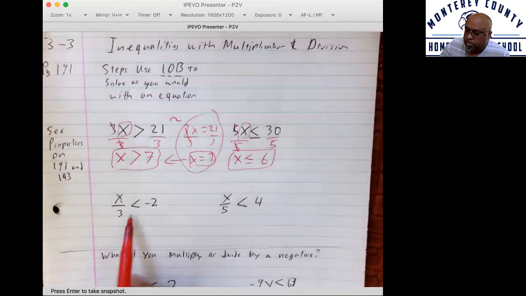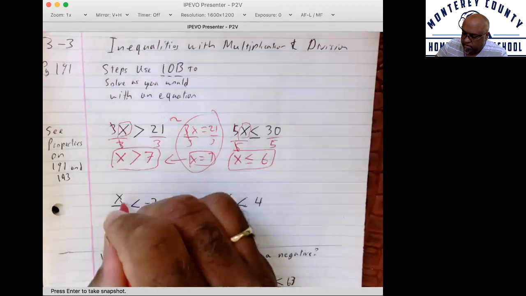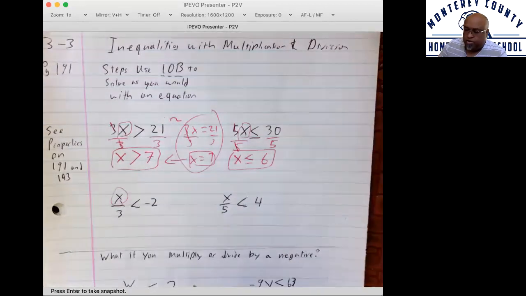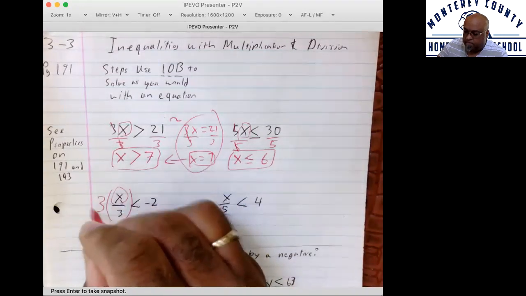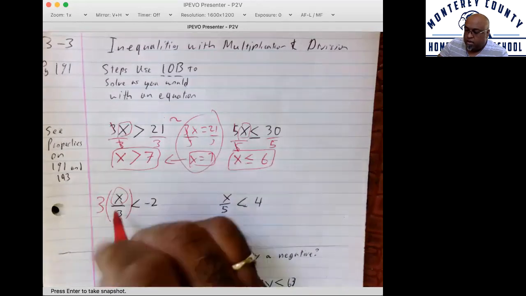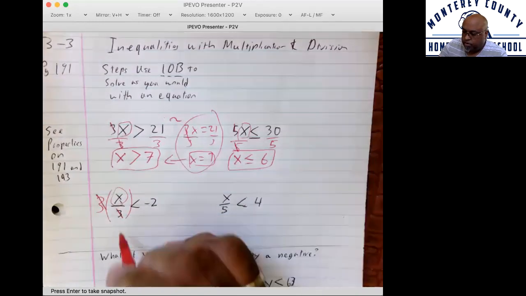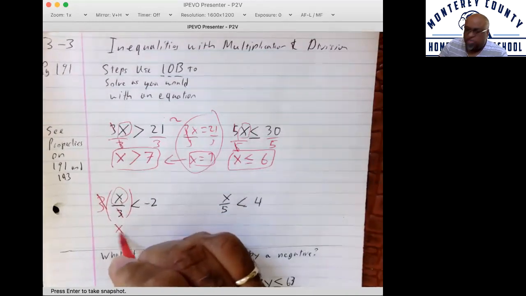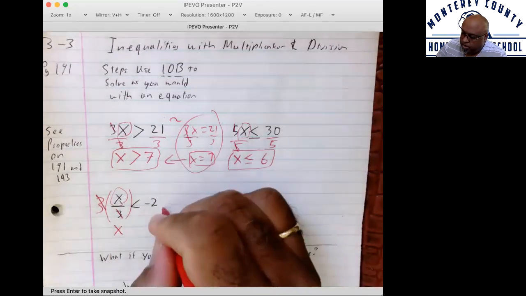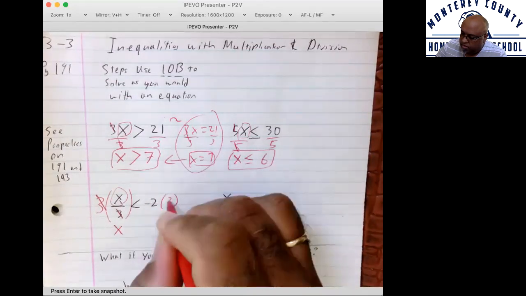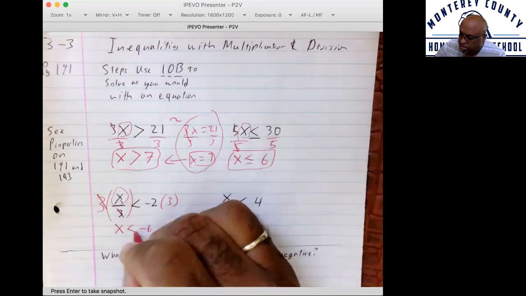So x divided by 3 is less than negative 2. Isolate the variable. Opposite operation. What's the opposite of dividing by 3? It would be multiplying by 3. Okay? The multiplication of 3 cancels the division of 3. So now I'm left with x. Or basically, I could say x over 1, but it just means x. To both sides of my inequality. So negative 2 times 3 is negative 6. Rewrite my inequality.